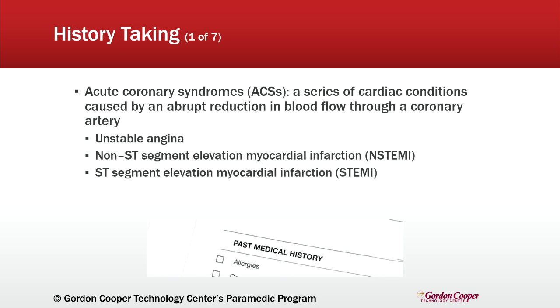Now, when taking a history for patients presenting with cardiovascular issues, it's crucial to understand acute coronary syndromes, or ACS, which encompasses a range of serious cardiac conditions. Let's kind of talk about what those are. So just talking about a definition of ACS, it refers to a series of cardiac conditions caused by an abrupt reduction in blood flow through a coronary artery. And then that reduced blood flow can lead to significant heart damage if it's not addressed promptly.